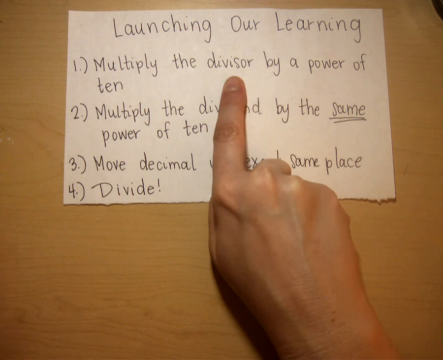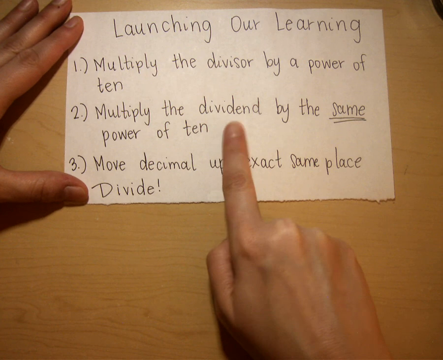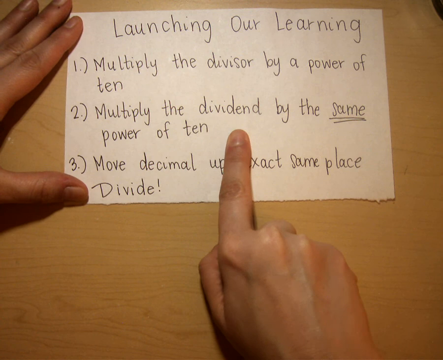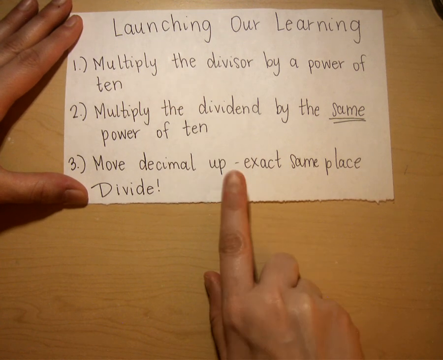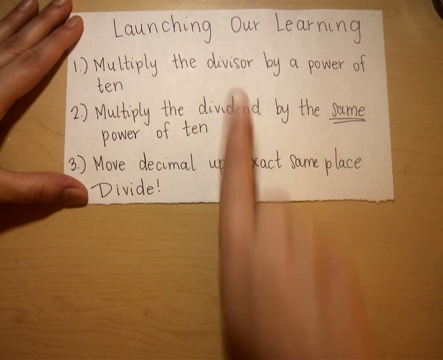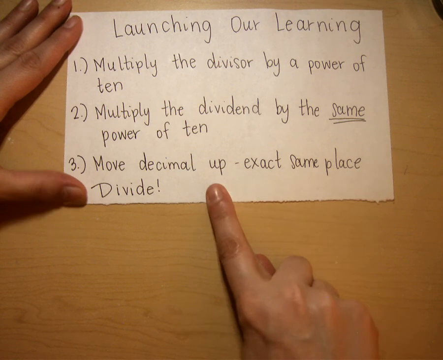If we do that, then we must do step number 2. We must also divide the dividend by the same power of 10. That keeps the relationship between the numbers, so our answer stays the same. Number 3, we're going to move that decimal exactly up on the elevator to the rooftop party and keep it in the exact same place, and then we're going to divide.